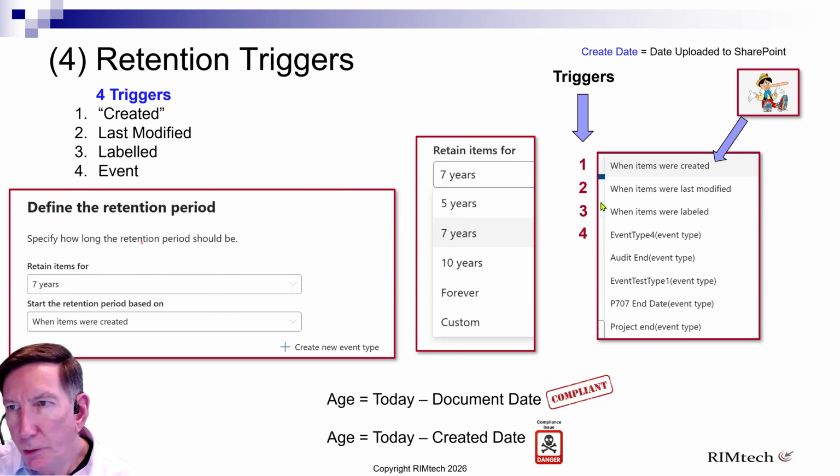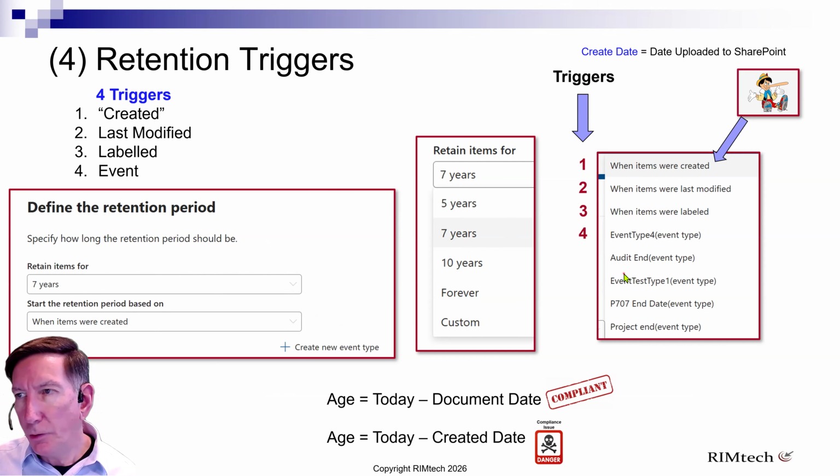So what are our choices? Well, we can specify the number of years right here. If I click this drop down, this is what I see. And we have start the retention period based on. That's the trigger. And there are 4 triggers. Here they are. 1, when the item was created. 2, when they were last modified. 3, when they were labeled. Or 4, based on an event. So let's take a look at these 4.